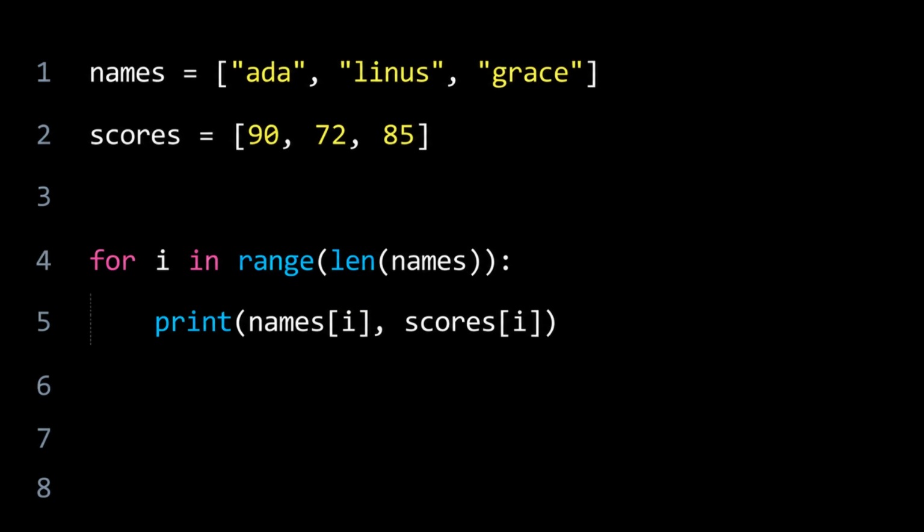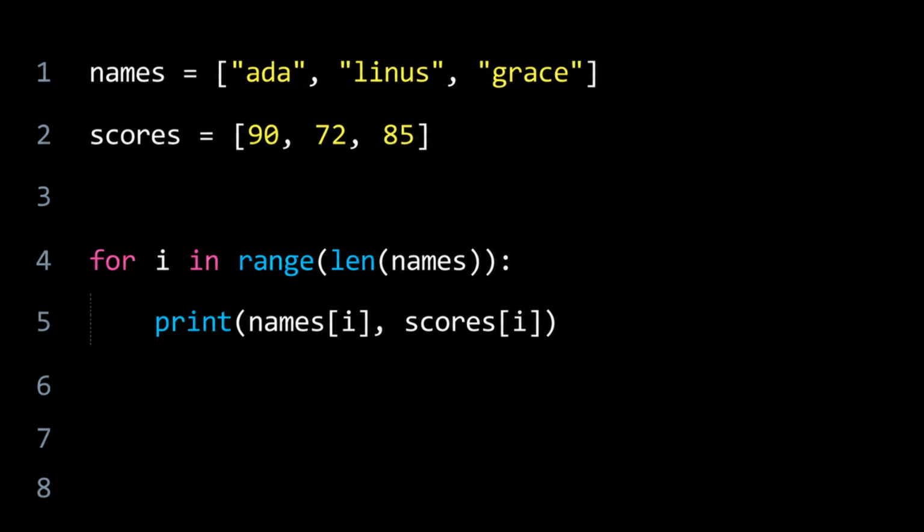If the scores are shorter than names, it's going to raise an index error. And yes, I know you can put this into a try and except block to catch that index error and print out a custom error so your program doesn't crash. But a better approach is using zip.